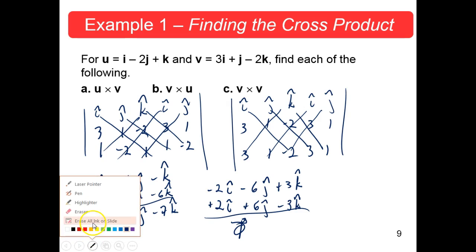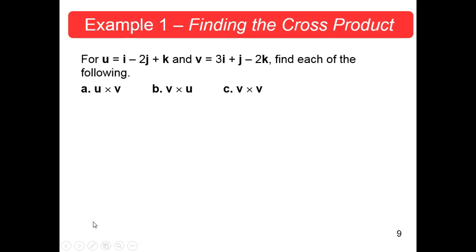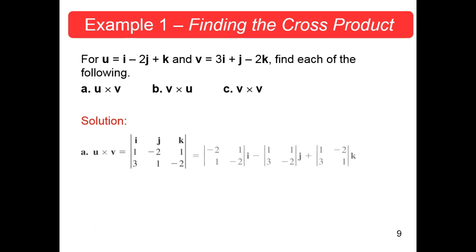It's not my method. It's one they use in physics a lot. I don't know who came up with it. But here's U cross V. You set up your determinant this way, and when you cross out the first row, first column, the leftover determinant is -2, 1, 1, -2, and that's multiplied by i.